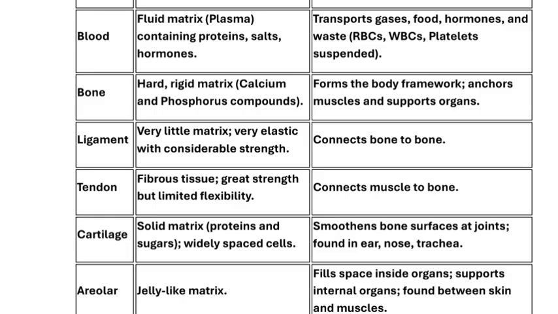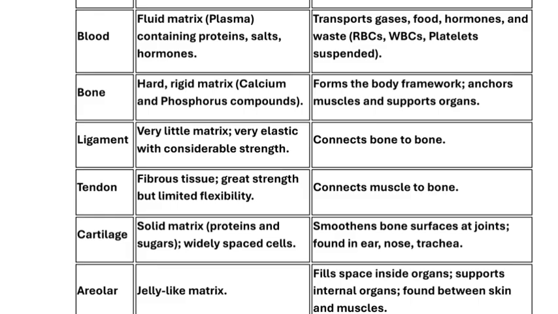Bone: hard, rigid matrix, calcium and phosphorus compounds. Forms the body framework, anchors and supports organs and muscles. Ligament: very little matrix, very elastic with considerable strength. Connects bone to bone. Tendon: fibrous tissue, great strength but limited flexibility. Connects muscle to bone. Cartilage: solid matrix, proteins and sugars, widely spaced cells.